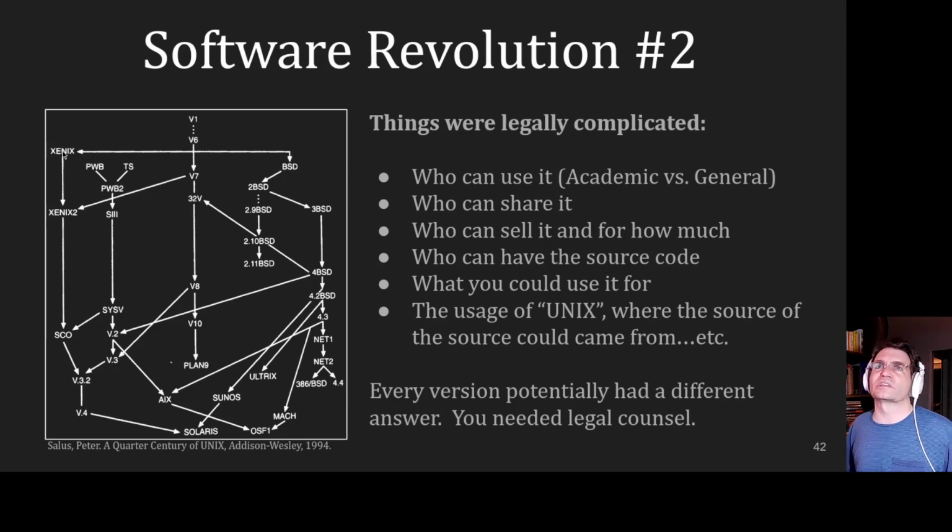So this is a really early diagram of Unix splits. It was written in 1994, but it actually covers about the late 80s, and it's very basic. There's many others, but the whole thing is that, let's say you wanted to have SCO V3.2, a Plan 9 or V8. Each of these had their own terms associated with it. Who can share it? Whether you can have the source code. What could you use it for? All of these terms.